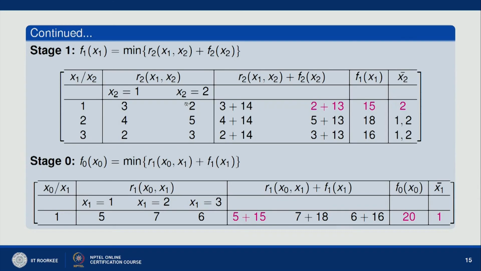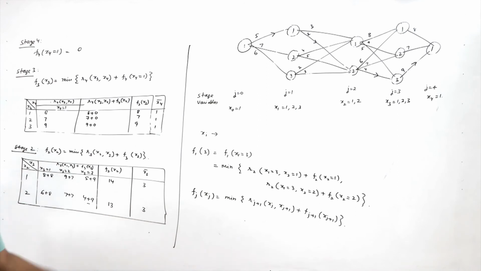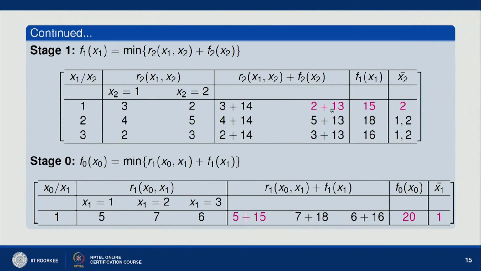Similarly, from x1 equal to 2 to x2 equal to 1 and 2, it is 4 and 5, then 2 and 3. And whatever we have obtained in the last stage, that is stage 2, f2(x2), which we already obtained here, it is 14 and 13. You simply add it here: 14, 13, 14, 13, 14 and 13.